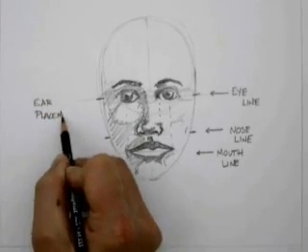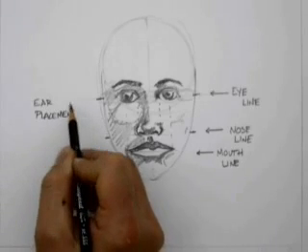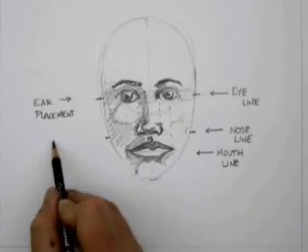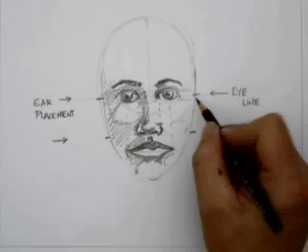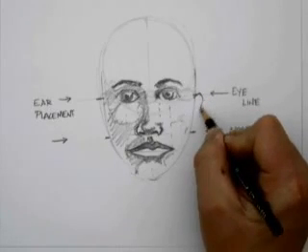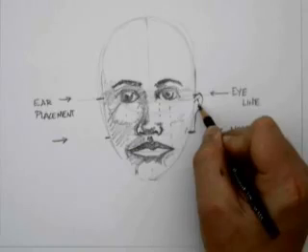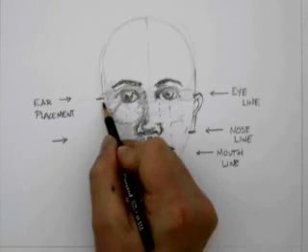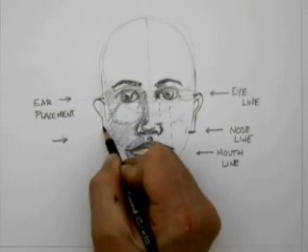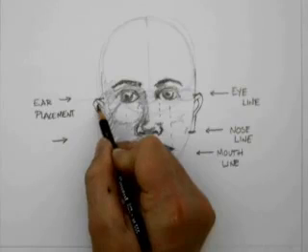Now, of course, some people's ears are a little larger and go outside that range, and some people's ears are a little bit smaller, but generally this is a good place to start. And again, I would suggest you watch the video on drawing ears to get a detailed explanation of how to draw the ears. In this case, I'm just drawing the ears quickly and making sure they're in the right place.